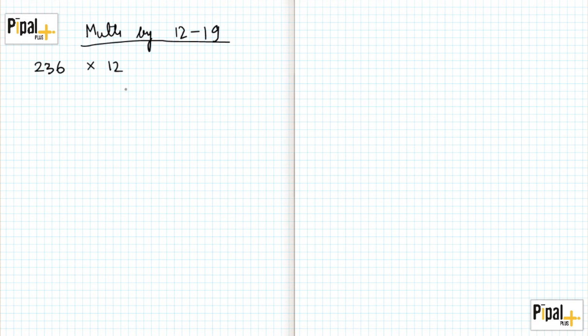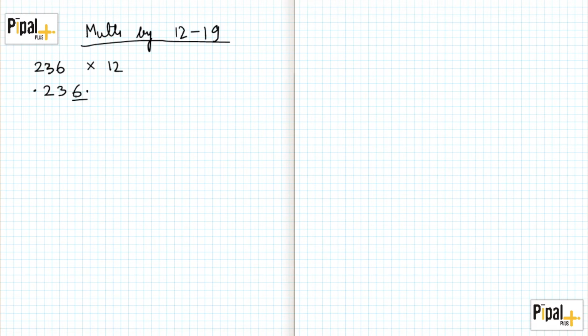So just like we did for 11, what we will do is write 236 and give two dots, one on either side, right? So these dots are supposed to be zeros, right? Now, multiplying by 12, what we are going to do is pick them up in pairs from the right hand side, right?